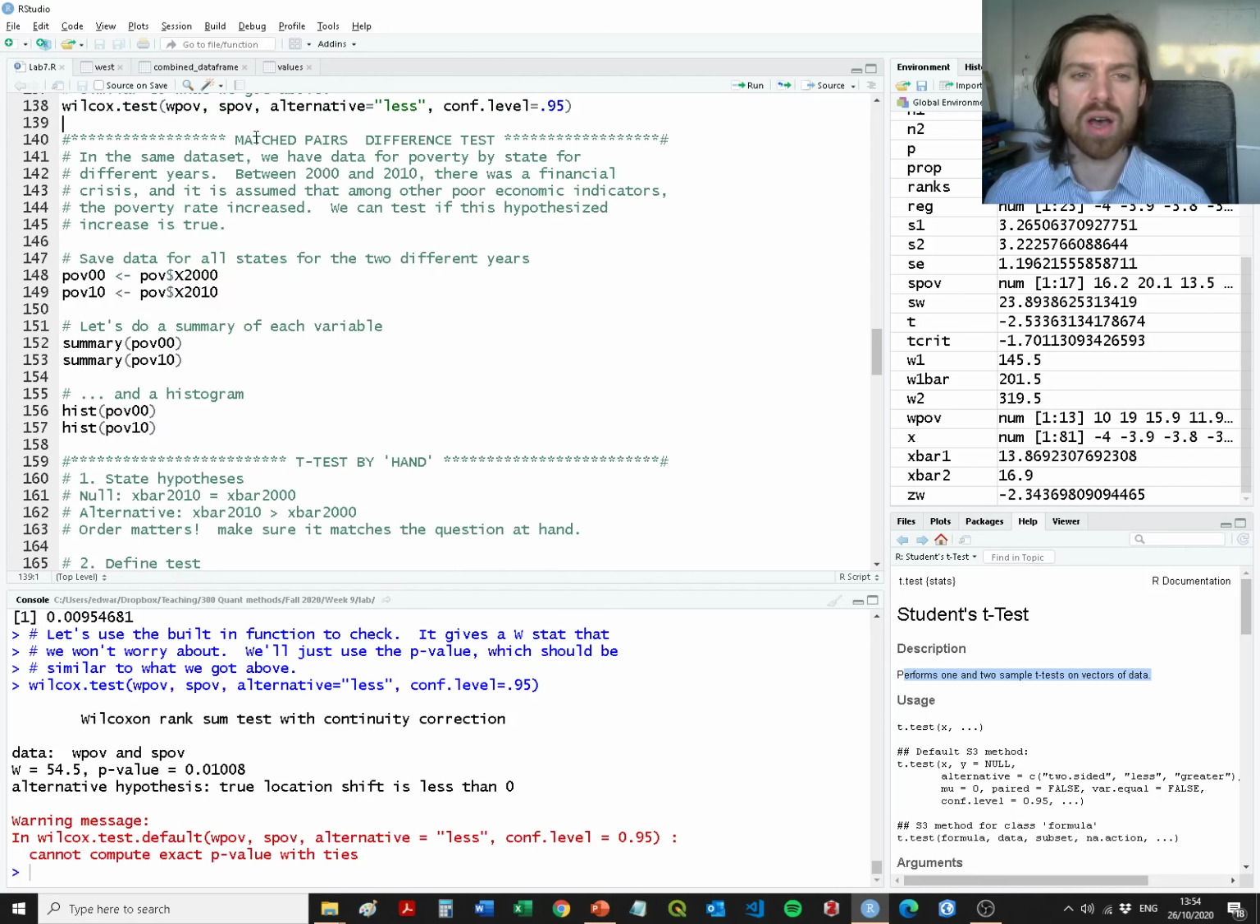So let's move on now to the matched pairs difference test. Imagine in the same data set, we have data for poverty by state for different years. So we have the year 2000 and we have the year 2010. And you'll remember from the previous lab, I spoke very briefly about the global financial crisis between 2007 and 2008, and that had many impacts for the next couple of years.